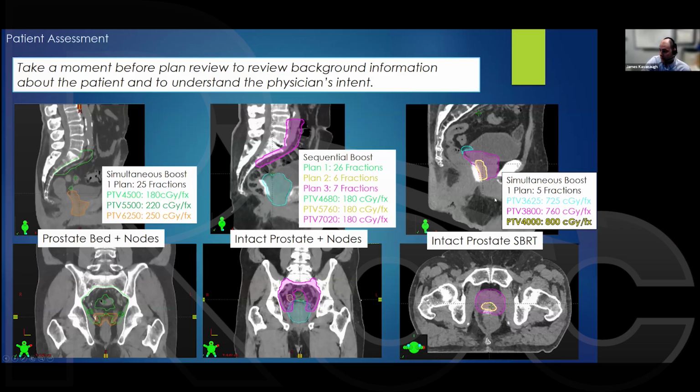If we move to the right, now we're getting into simultaneously integrated boost for prostate SBRT. So this is only 5 fractions, and thus the dose per fraction is much higher. And we have the seminal vesicles going to 3625 centigray, 725 centigray per fraction. And then a little bit higher to the prostate itself, and then that subvolume. Note, total dose lower, dose per fraction higher, number of fractions lower. So all of these are different and viable paradigms when we're talking about treating prostate.